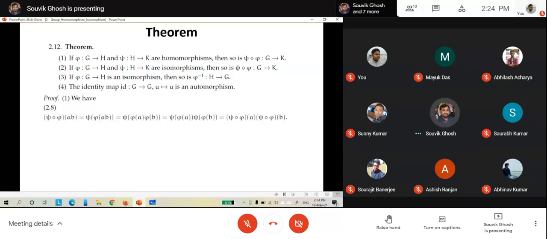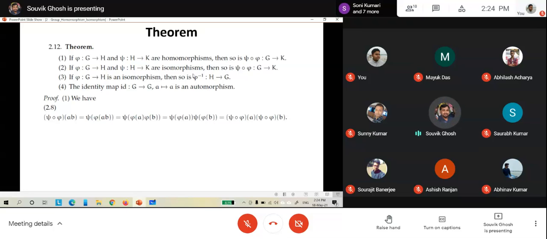So now we have the next result, that if phi, the homomorphism defined from G to H, is an isomorphism, and the homomorphism psi defined from H to K is also an isomorphism, then the homomorphism psi composition phi, which is defined from G to K, is also an isomorphism. That means we have the same result as previous, only all are isomorphisms.